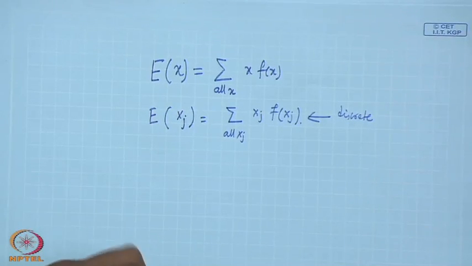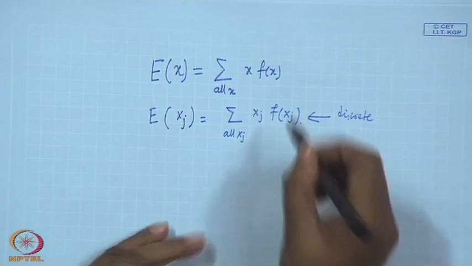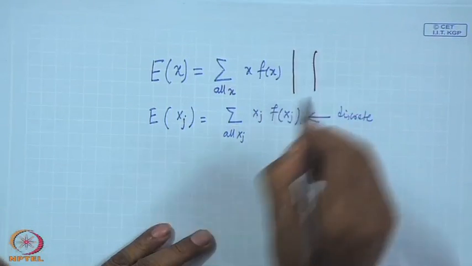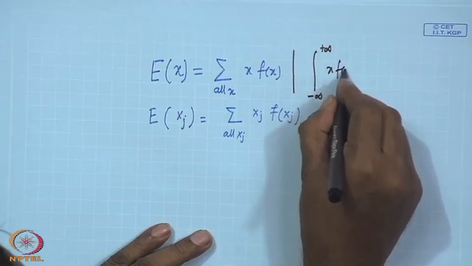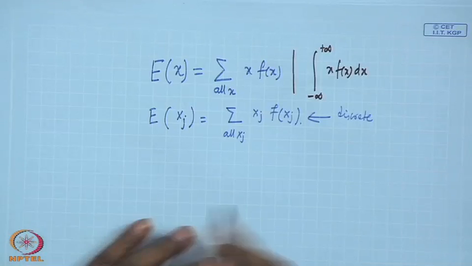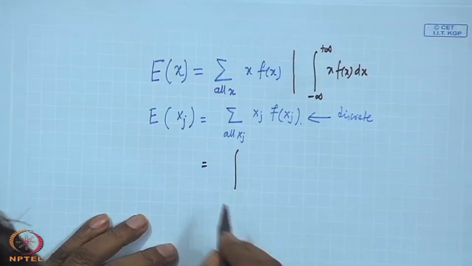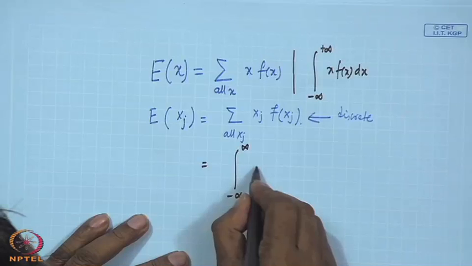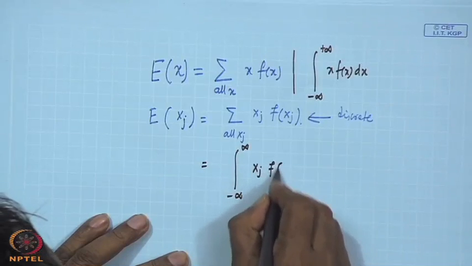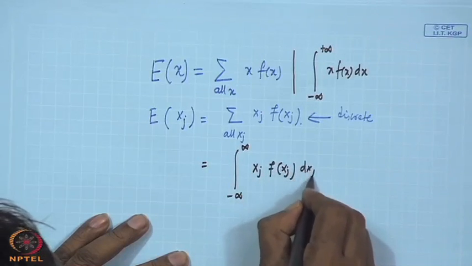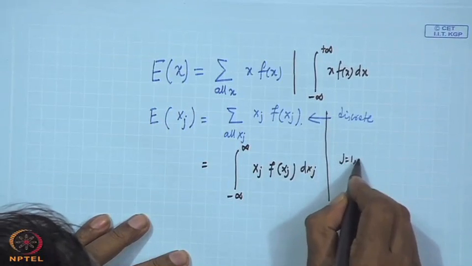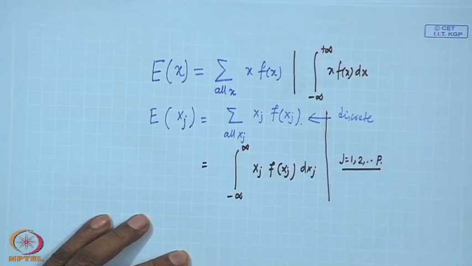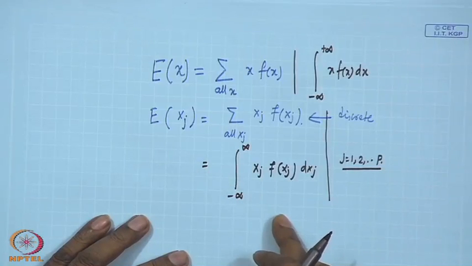When it is continuous, what will happen? What do you write in the continuous case here? You have seen the continuous case: you write integration from minus infinity to plus infinity, x f(x) dx. So, I am writing here for the continuous case, integration from minus infinity to plus infinity, xj f(xj) dxj. So, for both cases, j equal to 1 to p. This is your expected value.